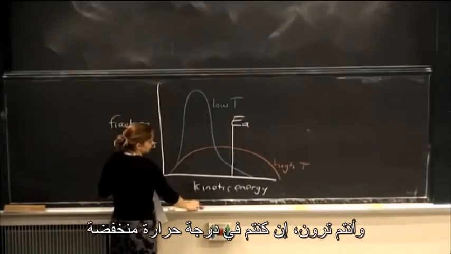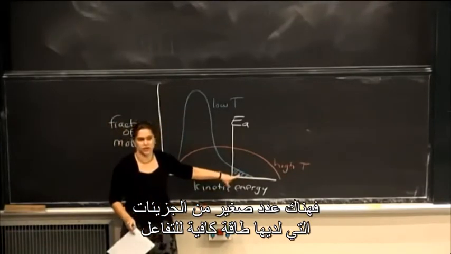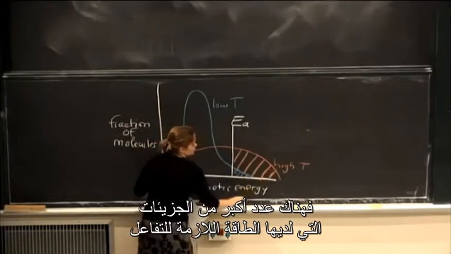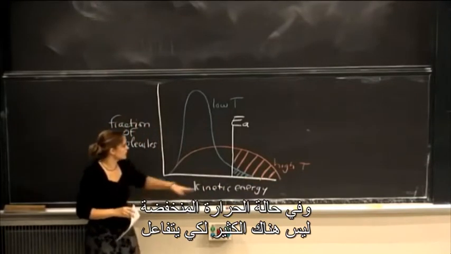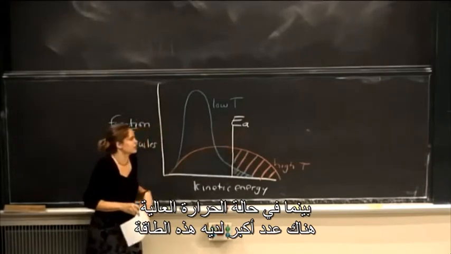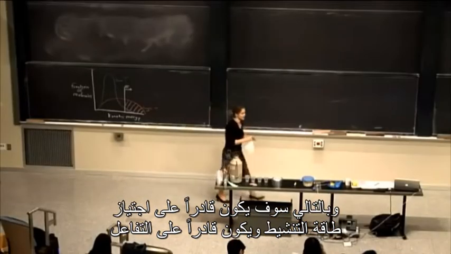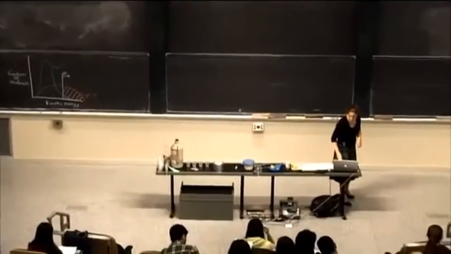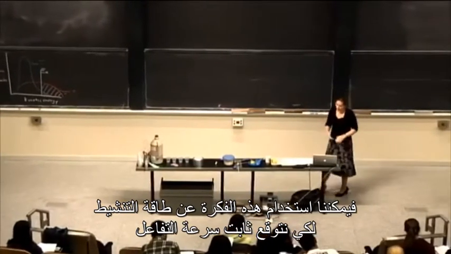And you see, if you're at low temperature, only a small number of molecules are going to have enough energy to react. But if you're at higher temperature, a large number of molecules are going to have that critical energy to react. So at low temperature, not many can react. At higher temperature, many more will have that energy, will be able to overcome that activation energy, and they can react. So temperature plays a big role here. So we can use this idea of activation energy to predict a rate constant.